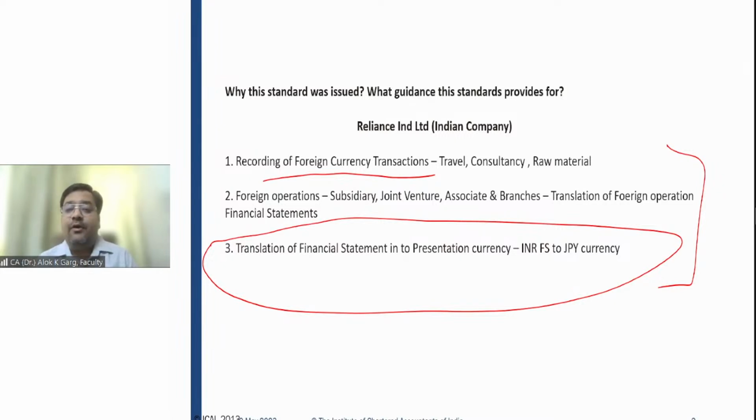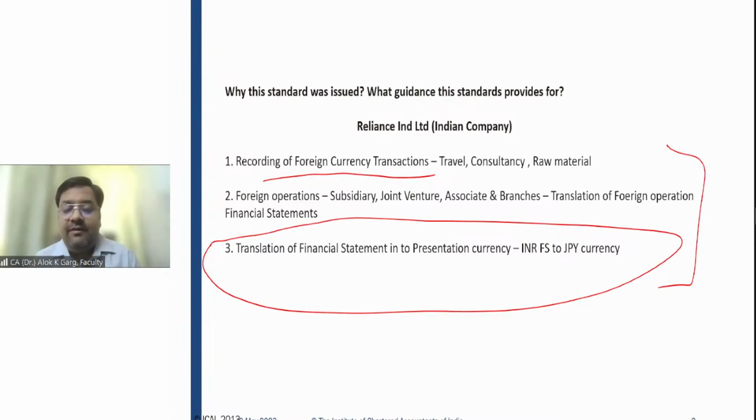So if a company has foreign operations, the company needs to consolidate those financial statements into the entity's financial statements. When you want to do the consolidation, you have to convert the foreign operation's financial statements into the currency of the parent's financial statements, into the presentation currency of the parent. So today we are going to discuss how to translate the foreign operation's financial statements.